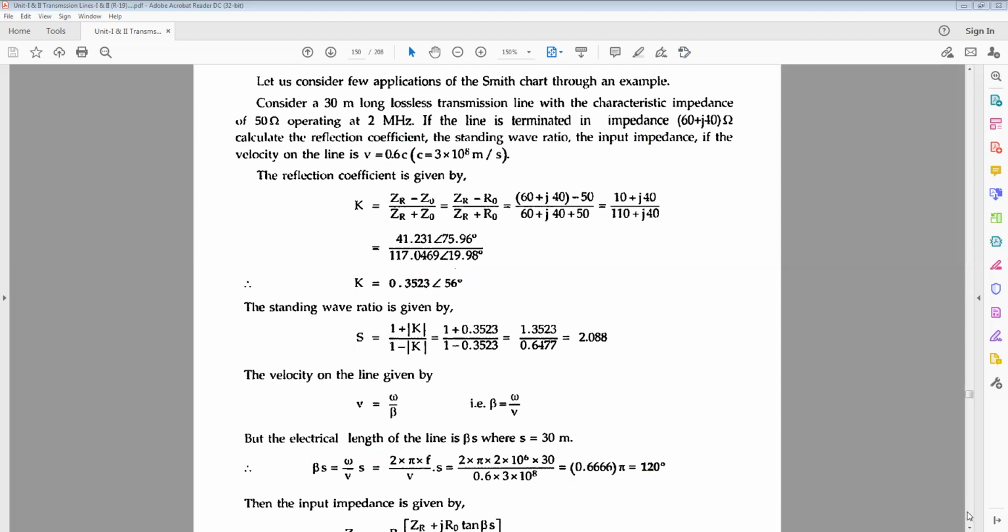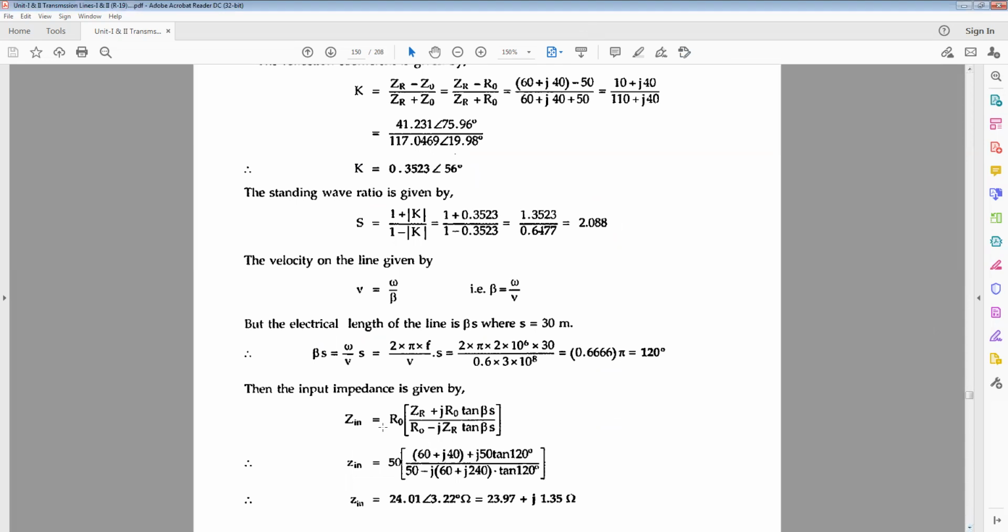Okay. What is the formula for Z in? Z in is equal to Z naught, we already know this formula. The Z in is the input impedance: Z naught into ZR plus J into Z naught tan beta L, whole divided by Z naught plus J into ZR tan beta L. This is a formula we already know, and we already derived this input impedance function.